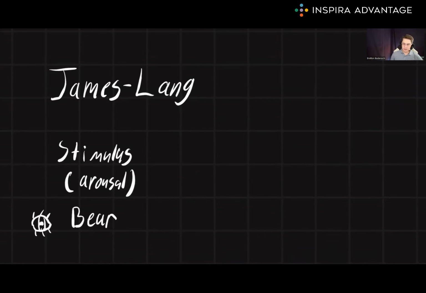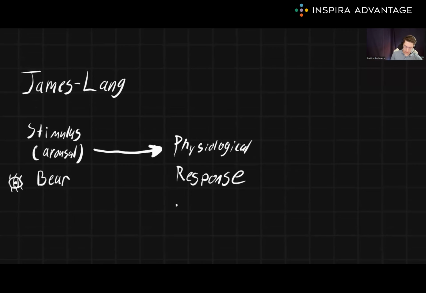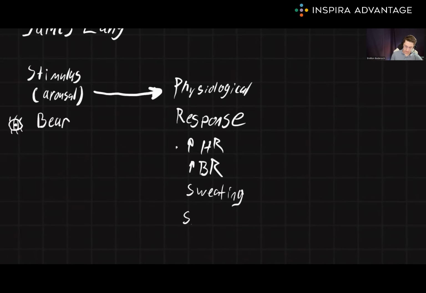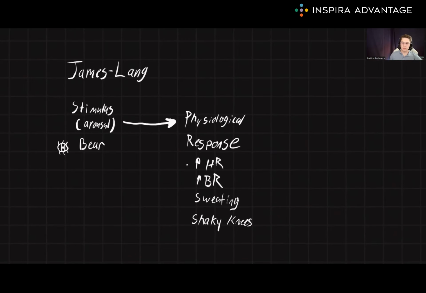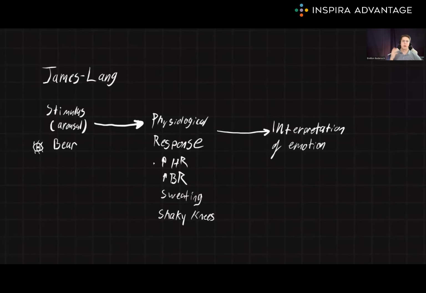This stimulus then leads to some sort of physiological response. In the case of the bear, this may be elevated heart rate, increased blood pressure, sweating, or even shaky knees. The final step of the James-Lange theory is the interpretation of the emotion based on the physiological response. For example, one would say, my heart is beating, I'm sweating, my knees are shaking, therefore I am afraid.